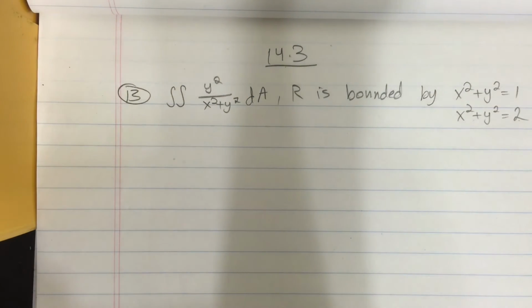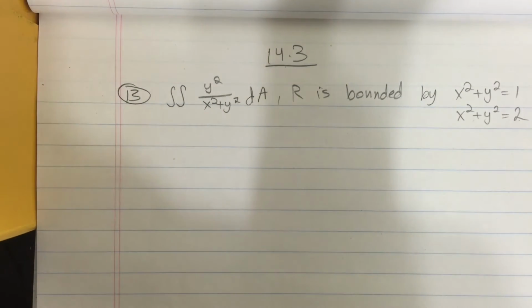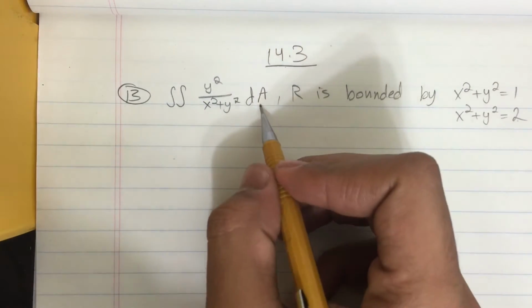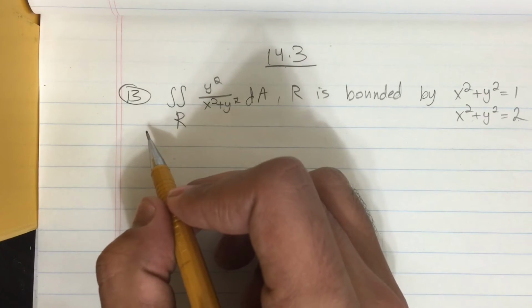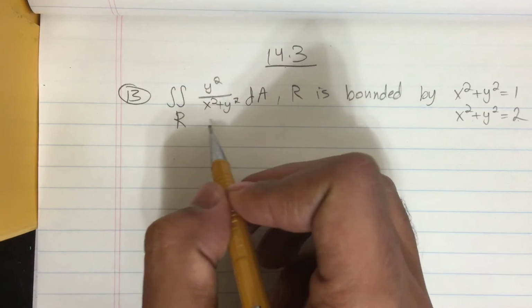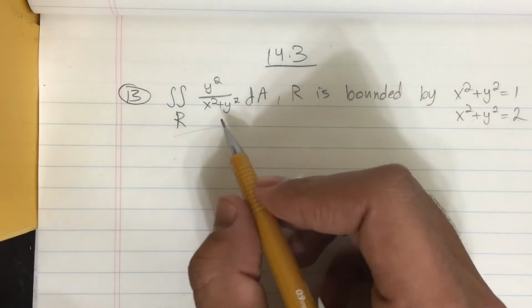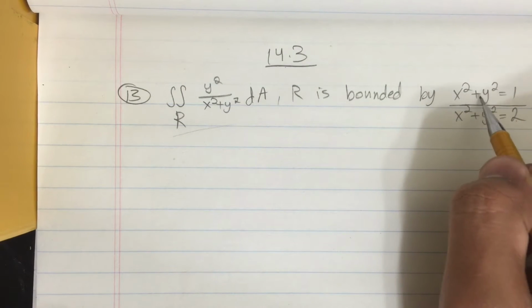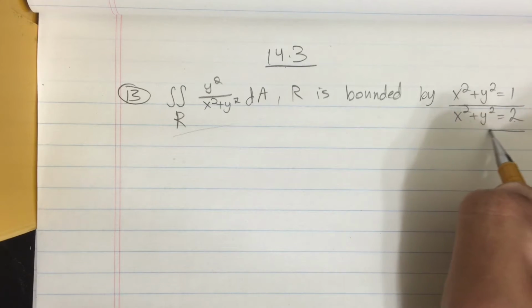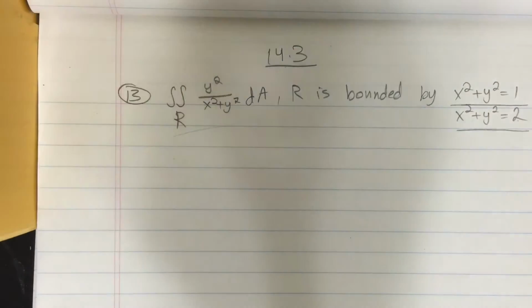Hey guys, so I have a last example to show you guys about calculating the area in section 14.3. Question number 13 is asking us to evaluate this integral where R is bounded by these two circles, x squared plus y squared is equal to 1 and x squared plus y squared is equal to 2.